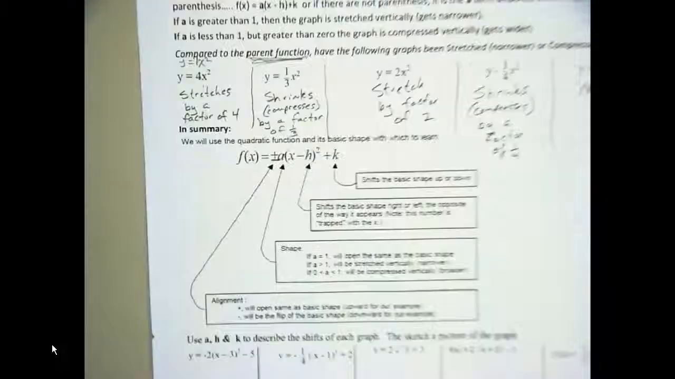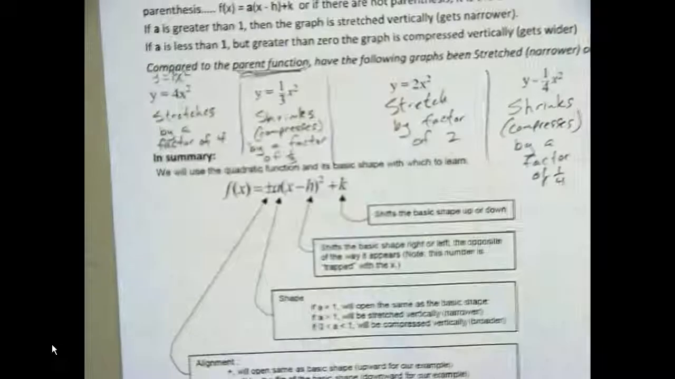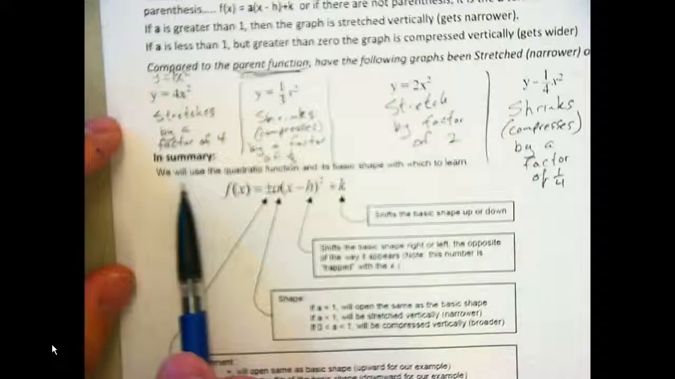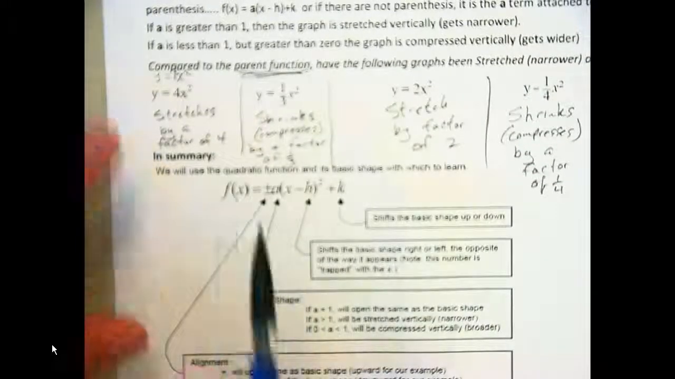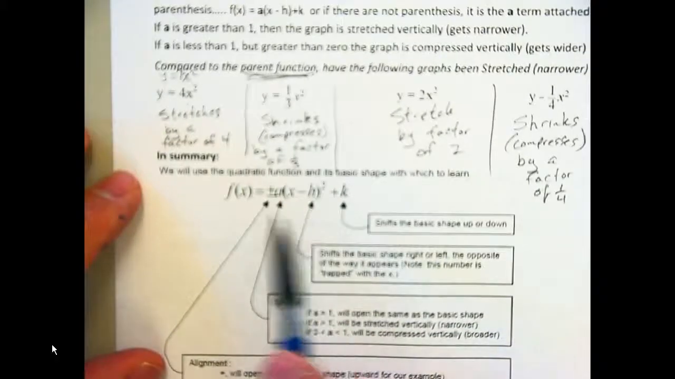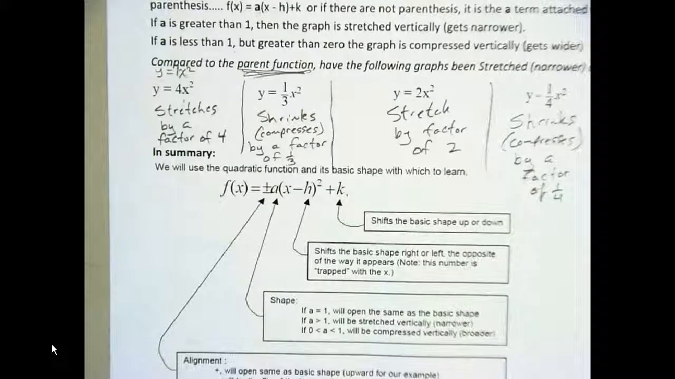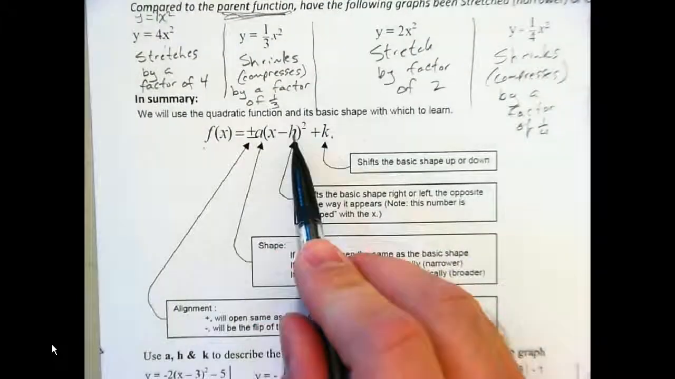All right, so some good questions came up. One of them was, what happens if A is positive? Well, we know what happens when it's positive. What happens when it's negative? Well, here is in summary what we've talked about. You really have talked about all this stuff. We know what H does. We know what K does. Okay, we know what A, H, and K do.